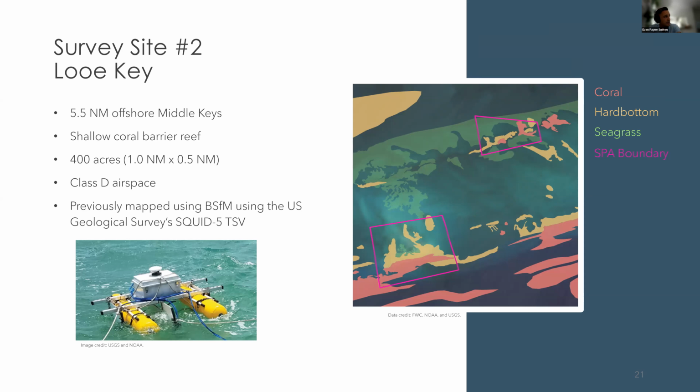Again, Class D airspace. What's unique about this area is it was previously mapped using the structure from motion quantitative underwater imaging device with 5 cameras, courtesy of the U.S. Geological Survey. This is a towed surface vehicle, high resolution. I want to use this data as my baseline to compare the products that I generate with. Effectively, I can do an accuracy assessment that way.